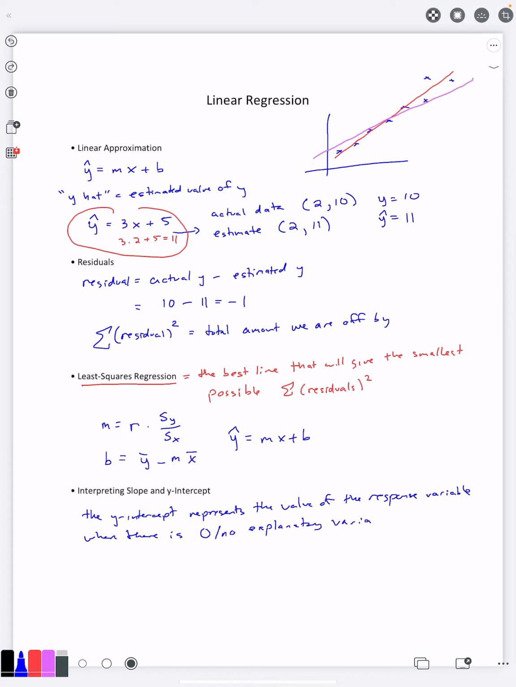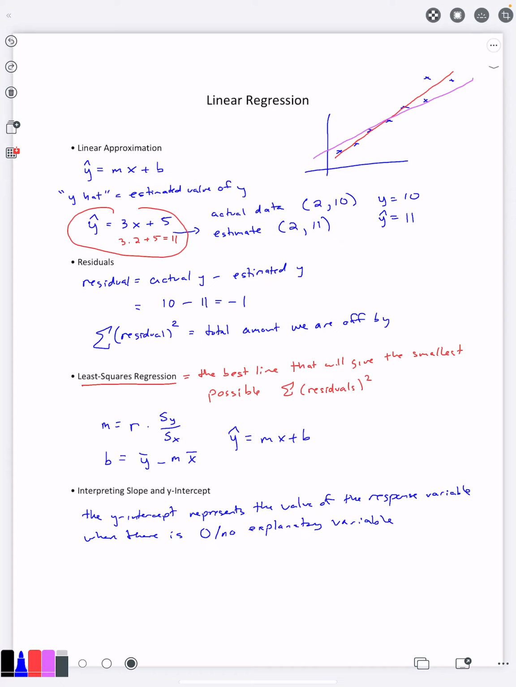Now, sometimes this makes sense and sometimes this does not make sense. If you think about the data on age and how much money you're making, the y-intercept wouldn't make any sense. That would be how much money you're making when you're 0 years old. I mean, I don't know about you, but I was not working a job at 0 years old. That would not make any sense in that case. In other scenarios, the value 0 for x might actually make sense. It just depends on the context of the problem.